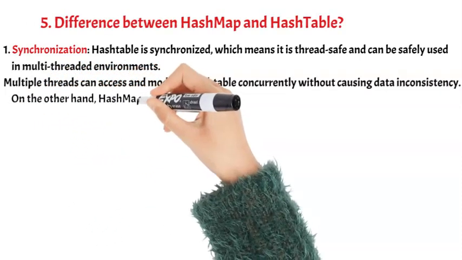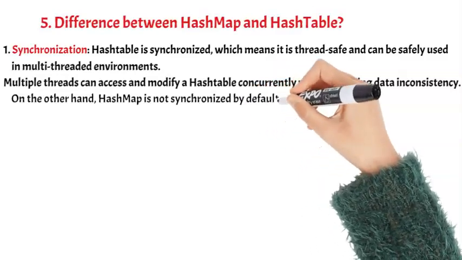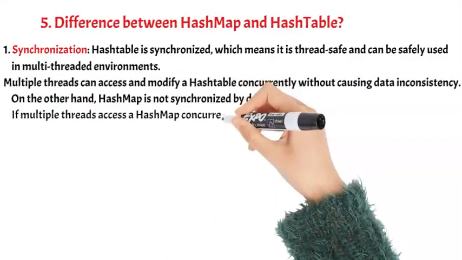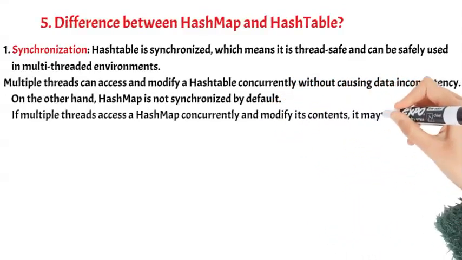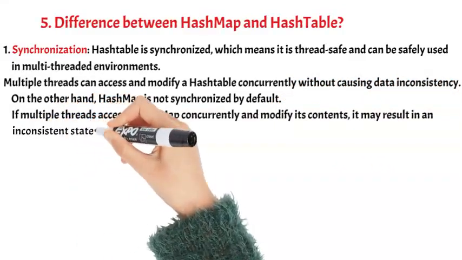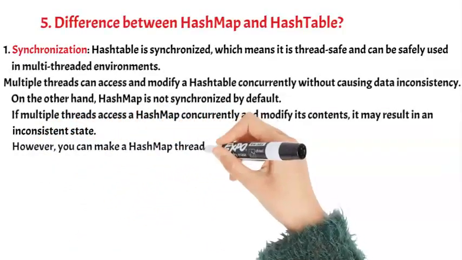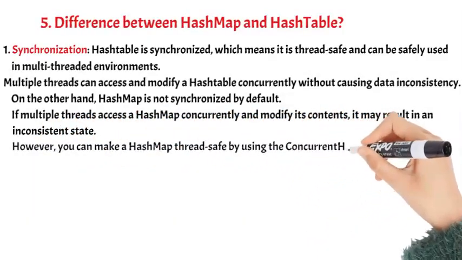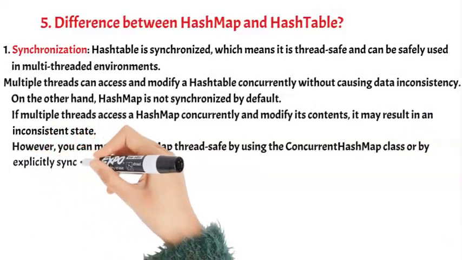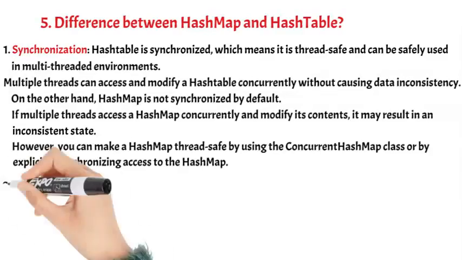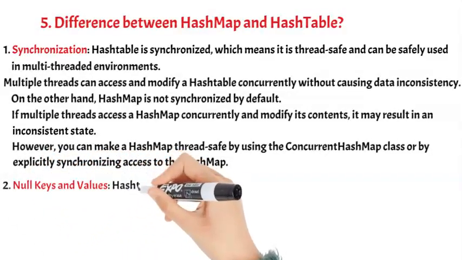On the other hand, HashMap is not synchronized by default. If multiple threads access a HashMap concurrently and modify its contents, it may result in an inconsistent state. However, you can make a HashMap thread safe by using the ConcurrentHashMap class or by explicitly synchronizing access to the HashMap.